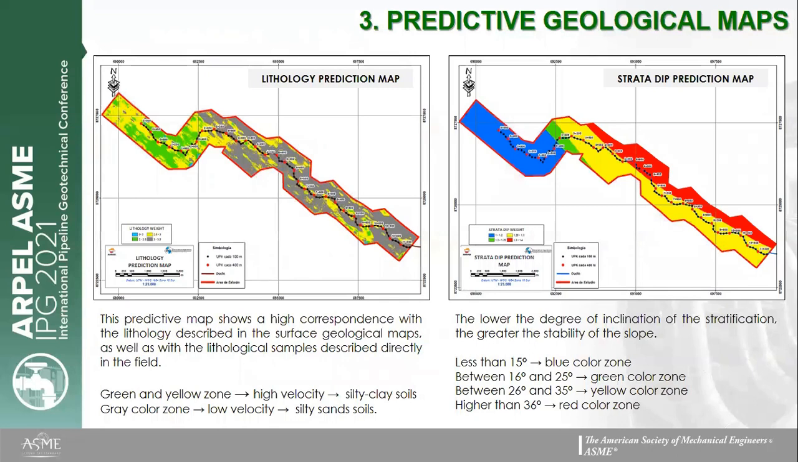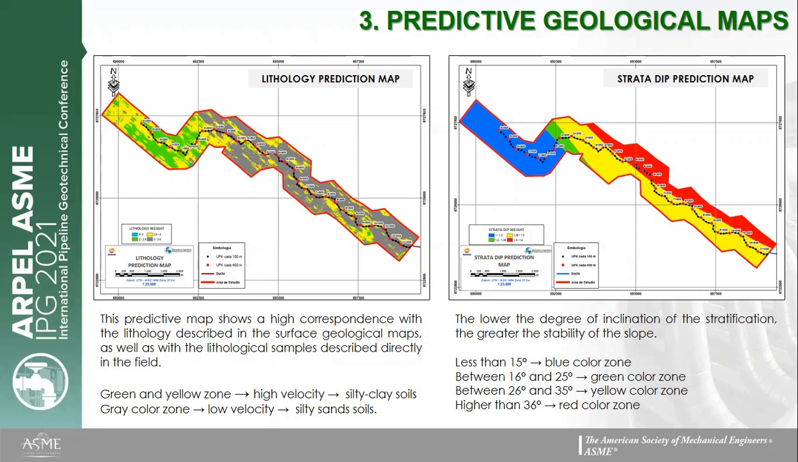In the green and yellow zone, we are going to see the zones of high velocity, and they are going to represent the silty clay soil zones. The gray colored zone is the zone of low velocity values that represents zones of silty sand soils.